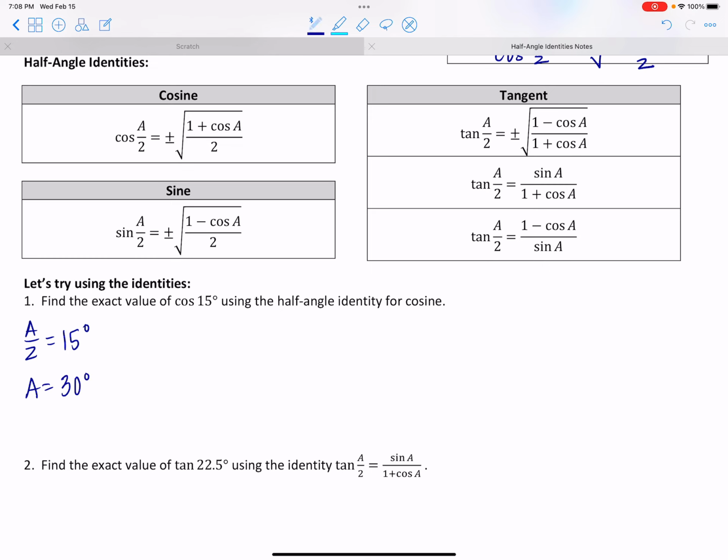So when I go to write my identity, I'm going to say the cosine of not 15 degrees, it's going to be a divided by 2. So I'm going to take my 30 and divide it by 2, and that should make sense because that's still going to be the 15 that I have here. Okay, so cosine of 30 divided by 2 is going to be equal to plus or minus the square root of 1 plus the cosine of a, again a was 30 degrees, and then we're going to divide that by 2. So plus or minus the square root of 1 plus the cosine of 30.